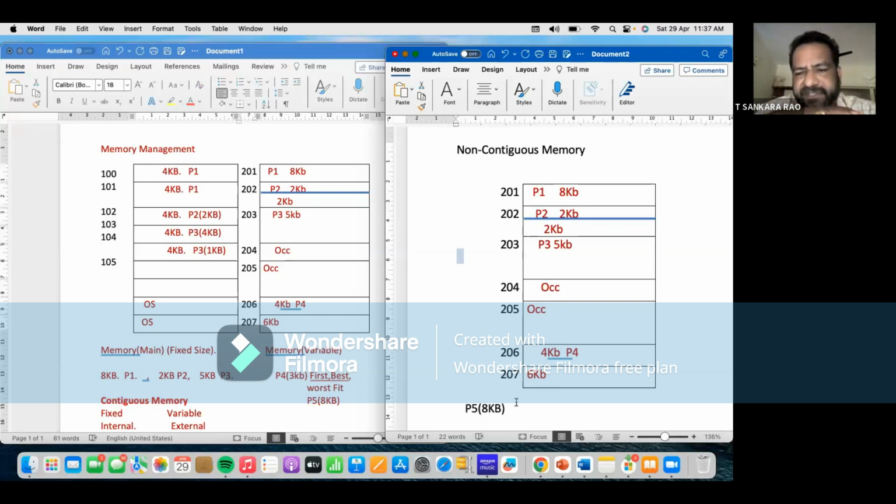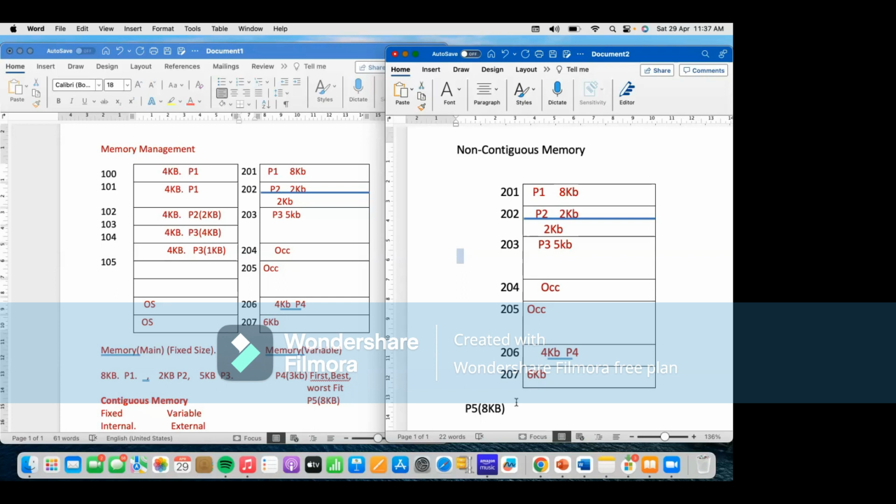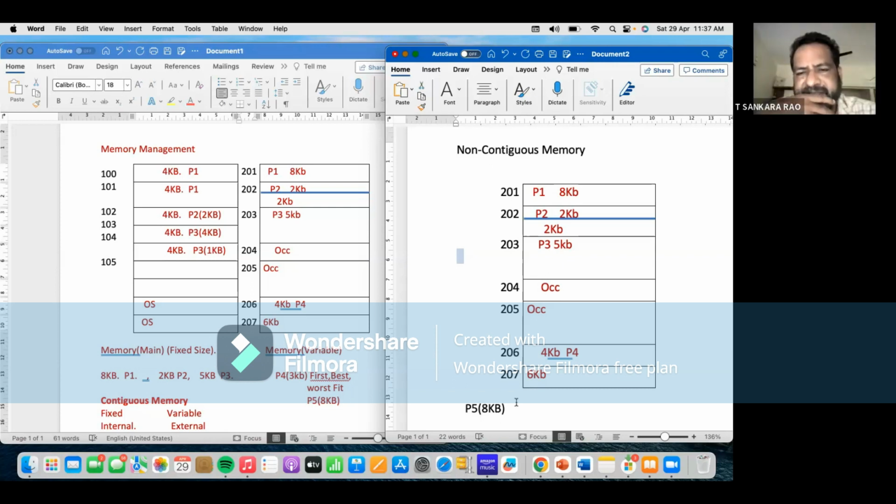Now, it is very good that the memory is used effectively, but do we require any extra overhead due to this? Suppose I want to access P5. How can I know the address? If it is contiguous and I know the starting address, I can get the complete process. But some part of P5 is at 202 and the remaining part is at 207. So here we require extra overhead. We require some indexing.